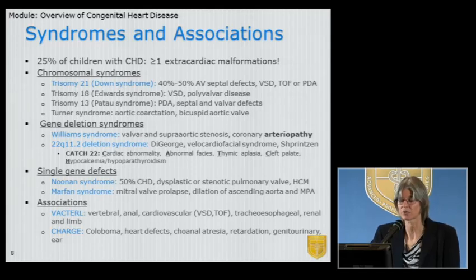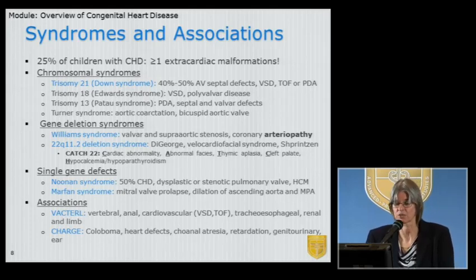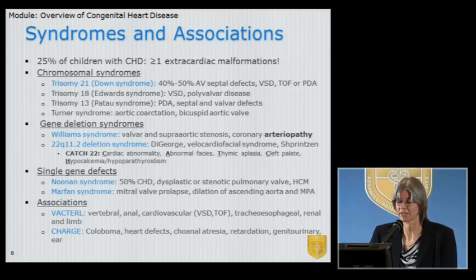The 22q11 deletion syndromes, DiGeorge, velocardiofacial syndrome, the Shprintzen one, so-called CATCH-22: cardiac abnormalities, abnormal faces, thymic aplasia, cleft palate, hypocalcemia, hypoparathyroidism. Single gene defects: Noonan, our first answer, 50% most of the time have dysplastic or stenotic pulmonary valves. They also have hypertrophic cardiomyopathy.